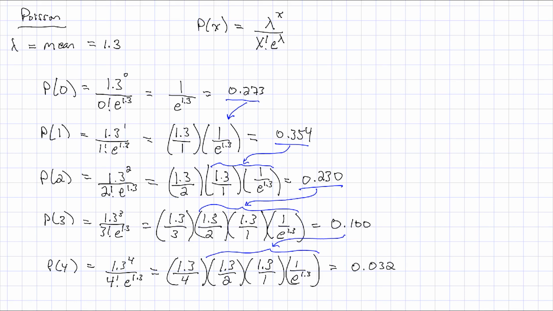0.1 is that. So if you do this on the calculator, you get 0.273 first, you leave it on the calculator, you multiply by the lambda over 1, hit equals, you get our new value. Then you leave that on the calculator and you multiply by lambda over 2, hit equals, you get your next value, and so forth. So the pattern for the Poisson is pretty easy.